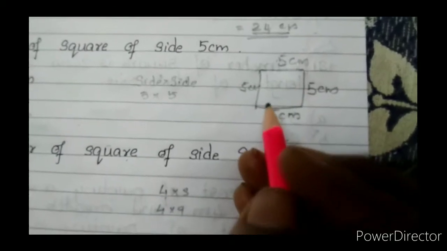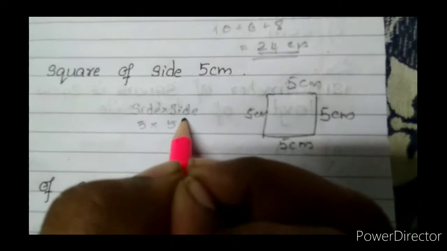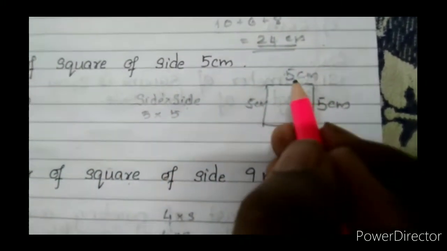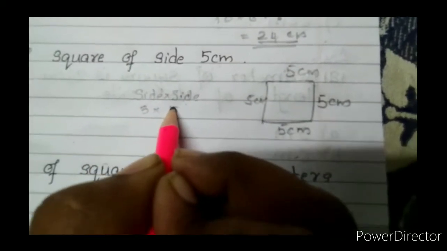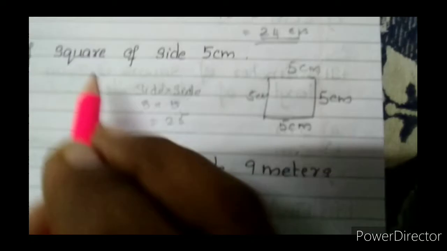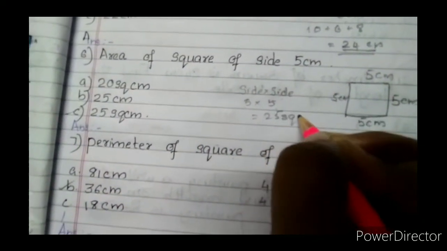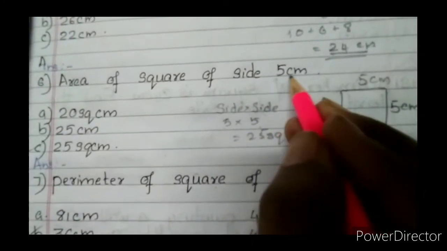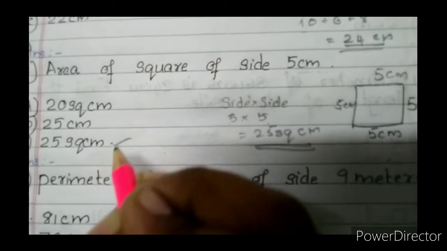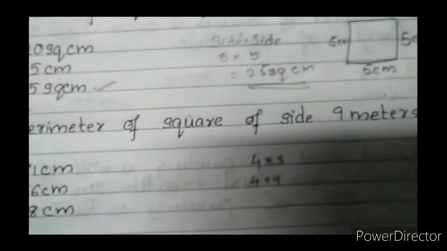You have already studied: the area of a square is equal to side into side. One side is 5, so 5 into 5 is equal to 25. The area is measured in square units. That's why you have to write square. Centimeter is there. 25 square centimeter. So the answer is C.